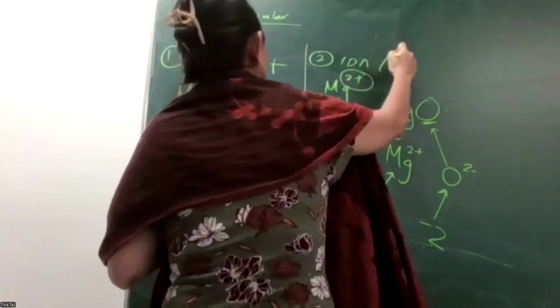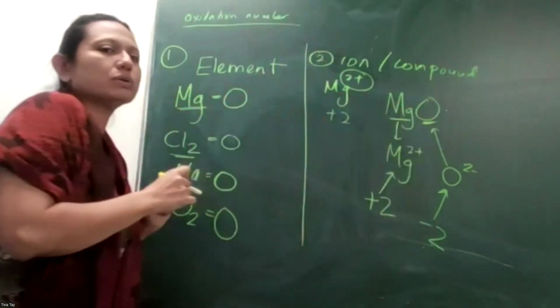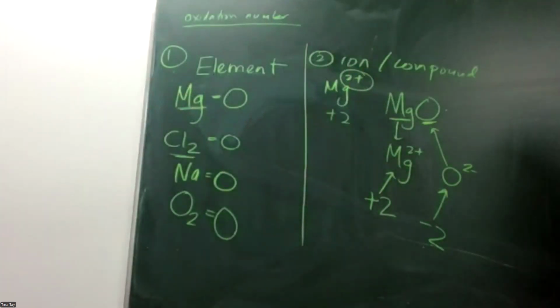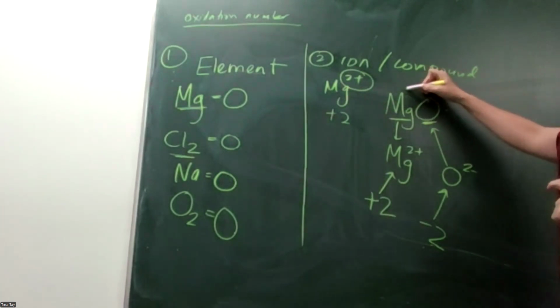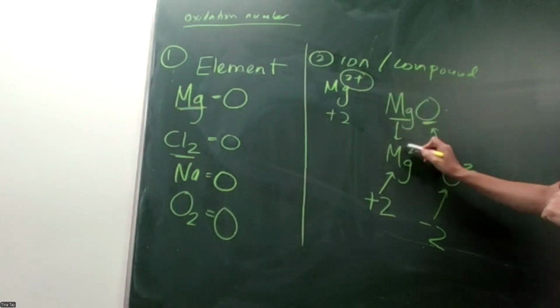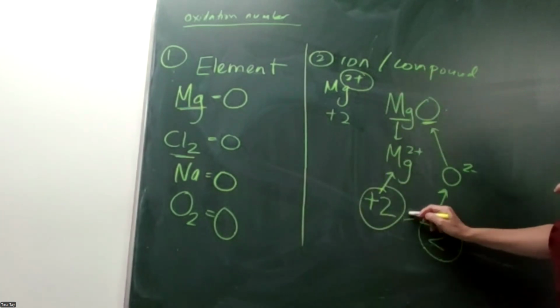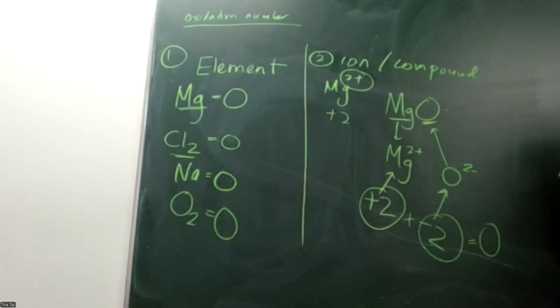But if it's an ion or compound, then it's different. So, for example, the oxidation number of magnesium is +2. The oxidation number of oxygen is -2. When you add it together, it becomes 0. So in a compound, the total is always 0.